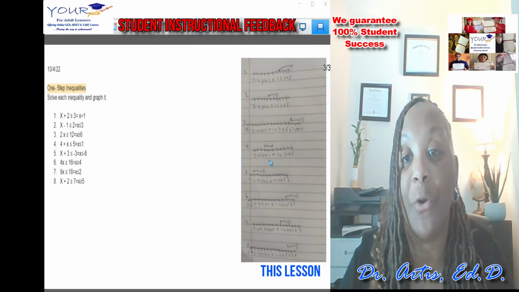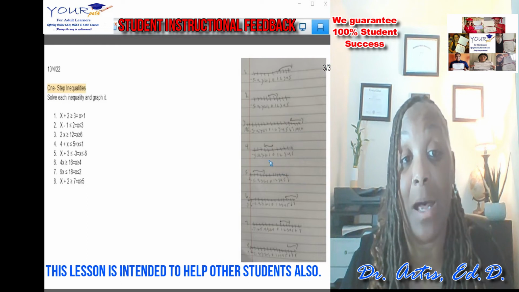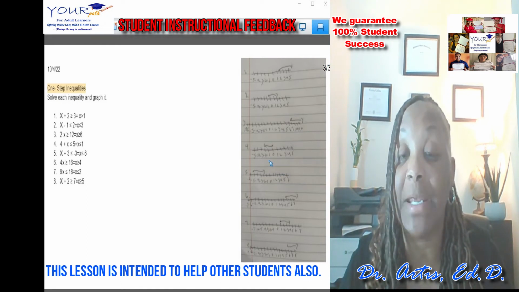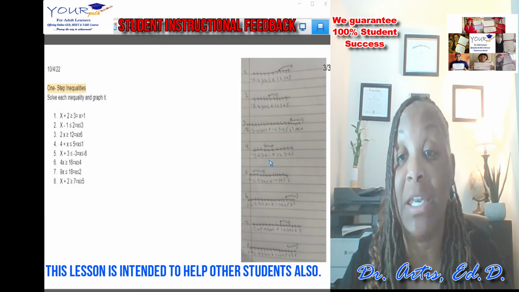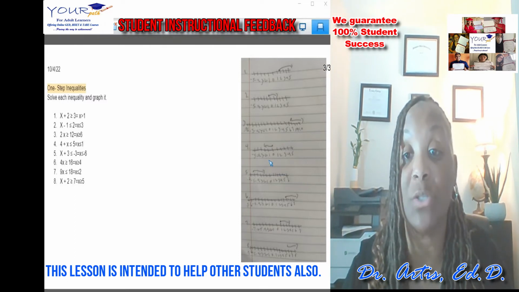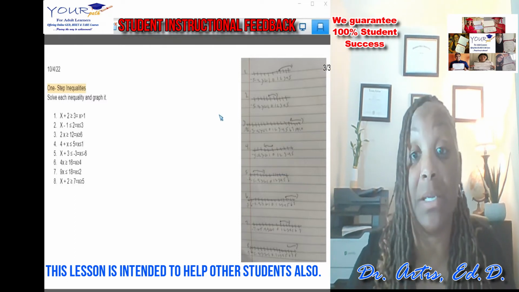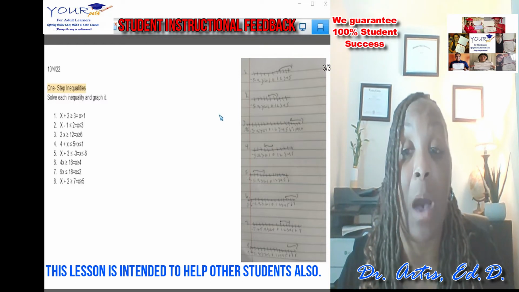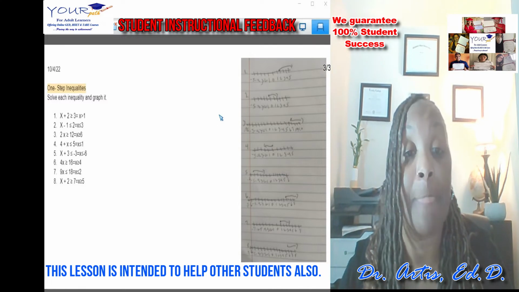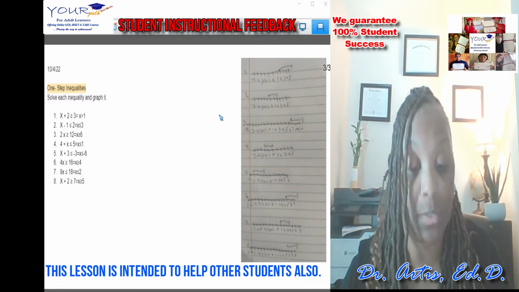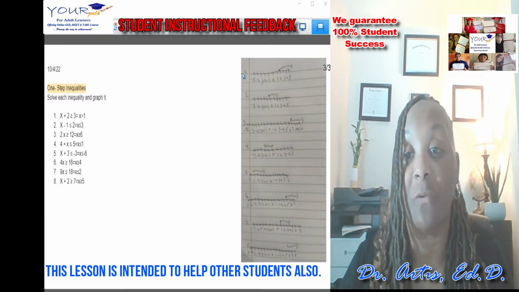I want to go over your graphing of one-step inequalities. Since I have already returned this assignment to you, and I'm still seeing some errors in your graphing the inequalities on the number line, I want to go through them so that it is clear how to actually graph them. I want to also encourage you to make sure that you are familiar with the number line, and I will link an instructional video for you.